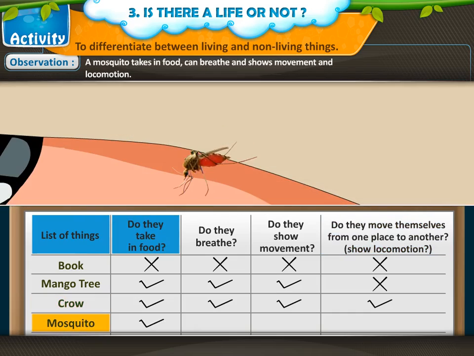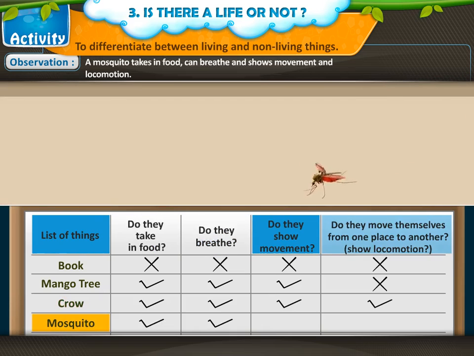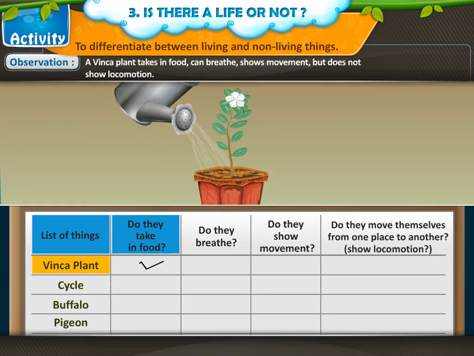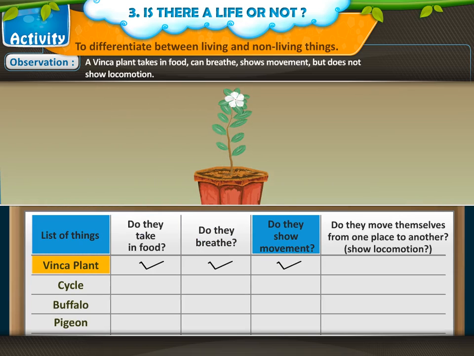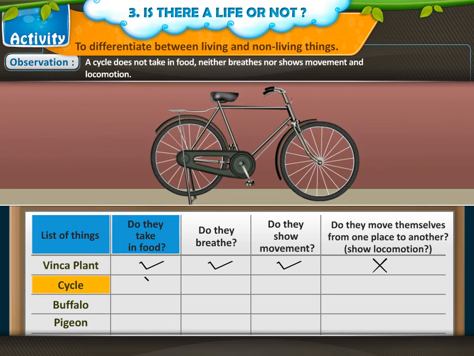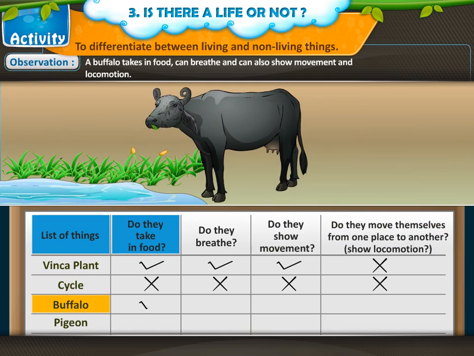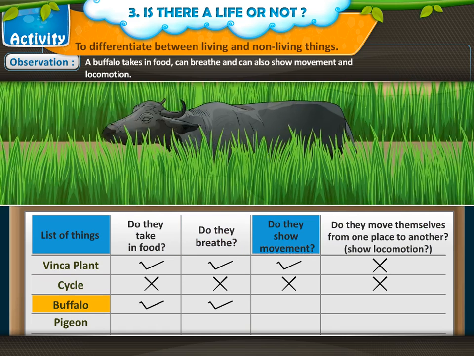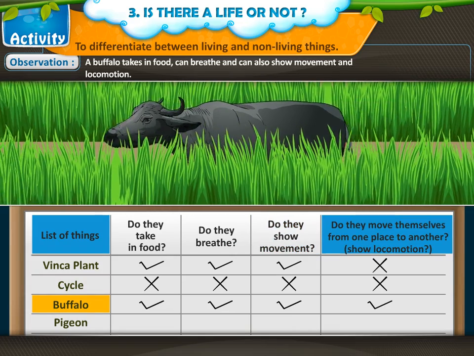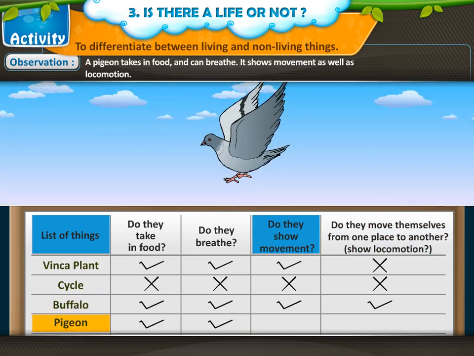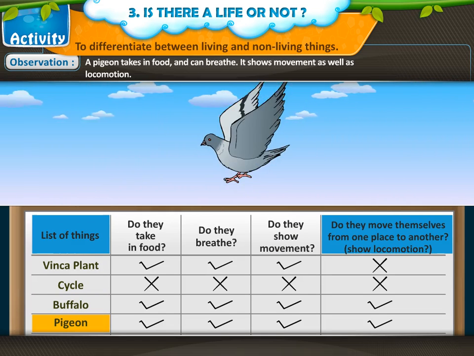A mosquito takes in food, can breathe, and shows movement and locomotion. Vinca plant takes in food, can breathe, shows movement, but does not show locomotion. A cycle does not take in food, neither breathes, nor shows movement and locomotion. A buffalo takes in food, can breathe, and can also show movement and locomotion. A pigeon takes in food and can breathe. It shows movement as well as locomotion.